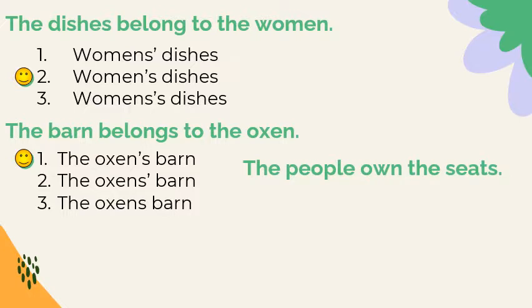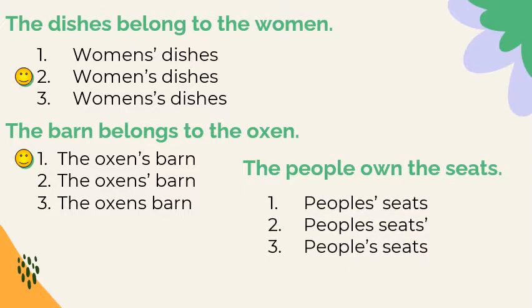The people own the seats. So people are the owners, and people is an irregular plural noun. So what should we say here? People's seats with s apostrophe, people's only s, or people's with apostrophe s seats? People's should take apostrophe then s, since it's an irregular plural noun. So 3 is the correct answer.